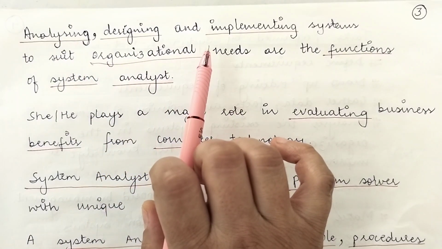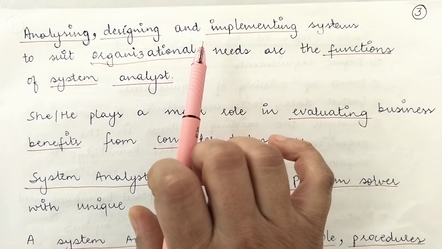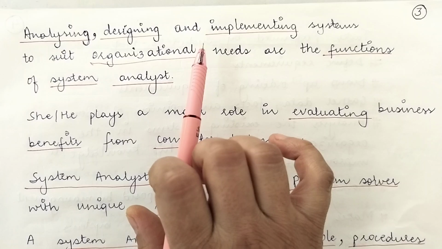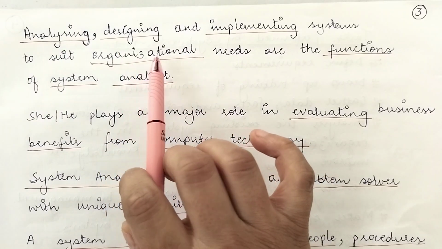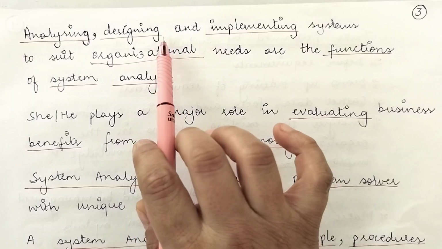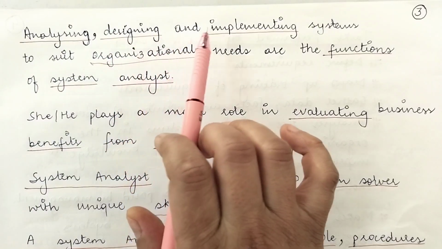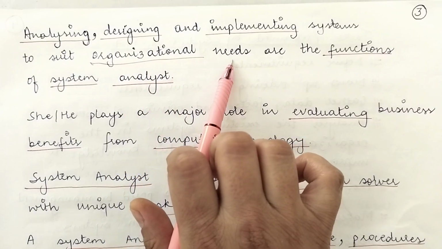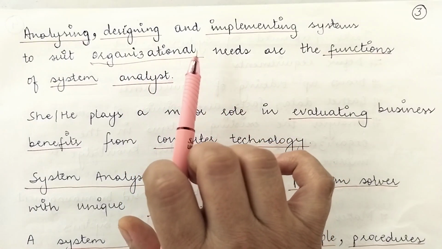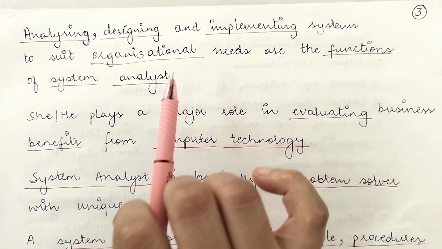Obviously, you cannot design a system that does not suit the organizational needs. An information system is considered to be successful only if it suits the organizational needs. So it is very important that a system analyst analyzes, designs and implements the system that suits that particular organization's needs. And so these are the three major functions of any system analyst.